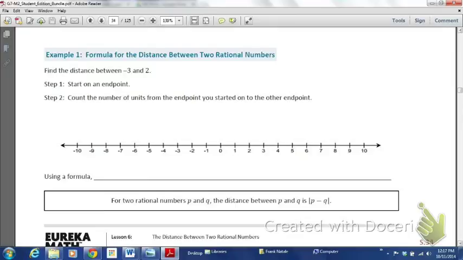Let's start at -3. We go 1, 2, 3, 4, 5. Okay, if we're moving that way, we move 5. If we move from 2, 1, 2, 3, 4, 5. That's also 5 units. Okay, it's the same distance between the two.